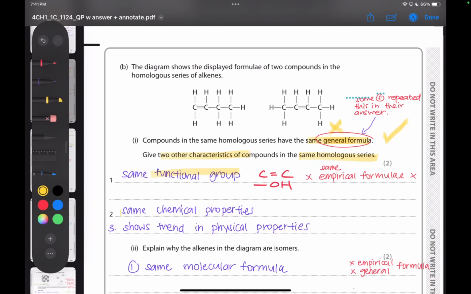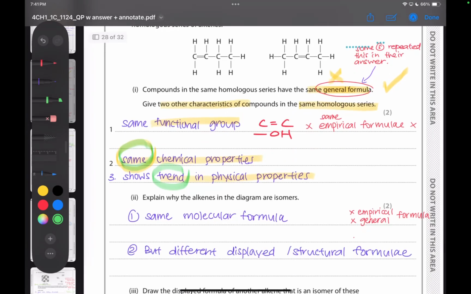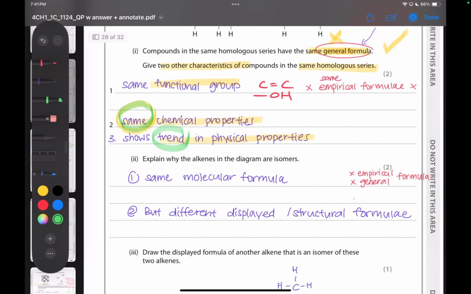In the same homologous series, they will also have the same chemical properties, things to take note of, and then there's a trend in physical properties. So take note of these two words here. If it's chemical property, same. If it's physical property, it's a trend, because things like melting and boiling point change based on the molecular size. Boiling point and melting point are usually higher as the molecular size increases.